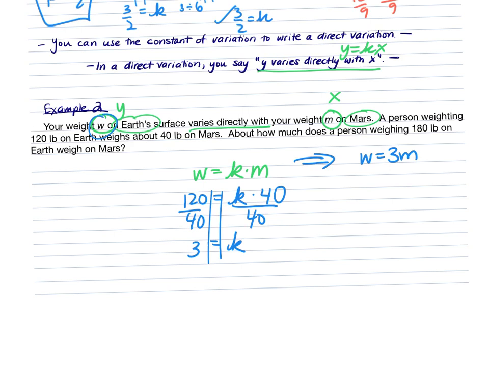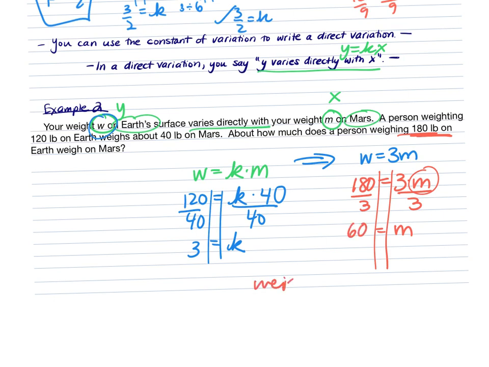And so the question here is, how much does a person weighing 180 on Earth weigh on Mars? So we plug in 180 for W, is 3 times what on Mars? So then we solve that. We put our tracks around our equal sign, we find our variable, and then we undo what's happening. Divide both sides by 3, so M is now alone. And 180 divided by 3 is 60. So they weigh 60 pounds on Mars.